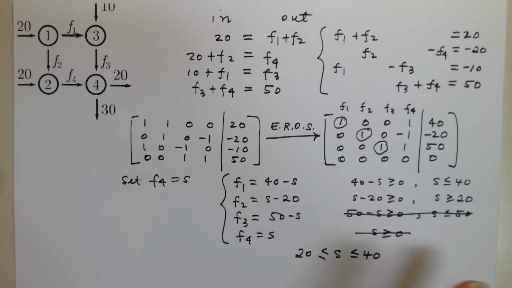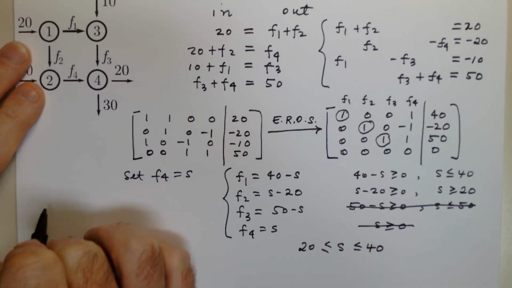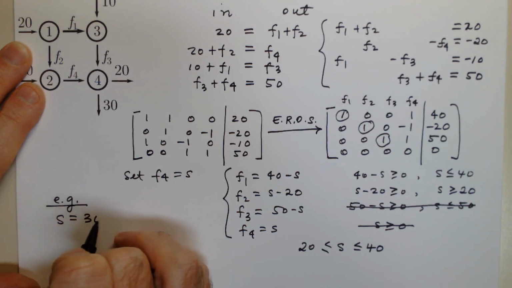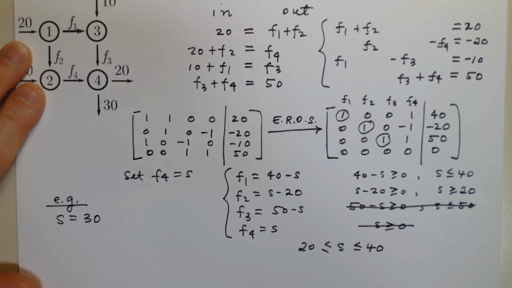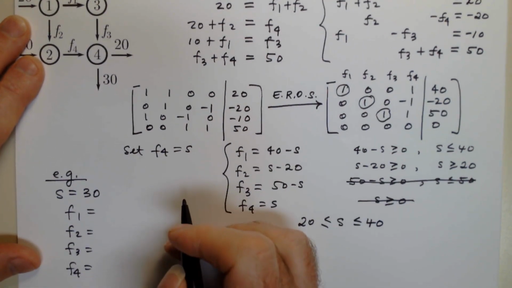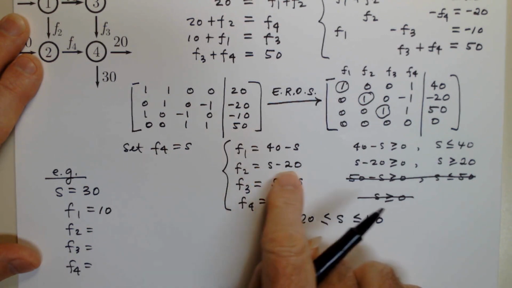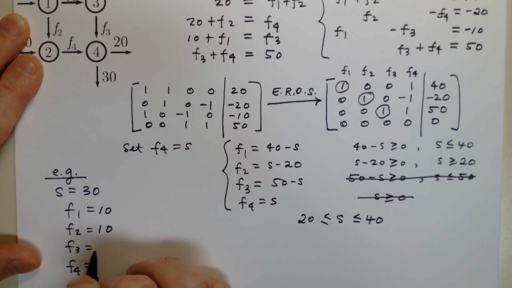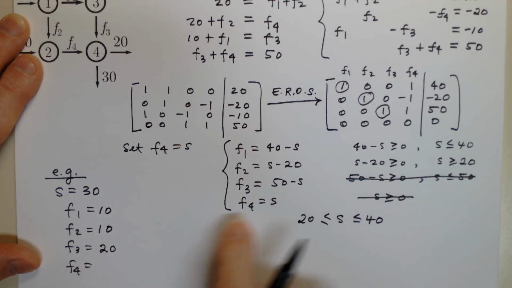Now, just as an example, let's work out a case just so we know what's going on here. Let's imagine I set s equal to 30, which falls right in the middle of our range of acceptable values for s. That's going to set our flows at, let's see, f1 is going to come out to be equal to 10. f2 is going to come out to be equal to 10. f3 will be equal to 20. And f4 will be equal to 30.